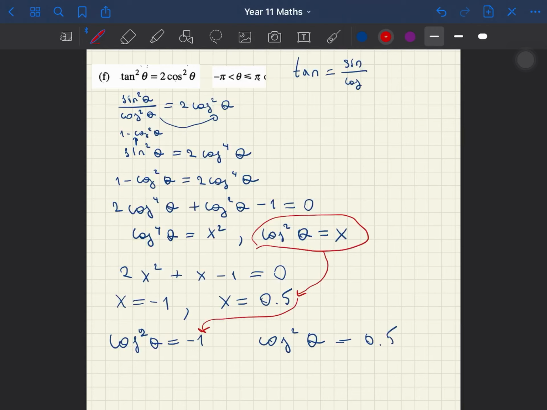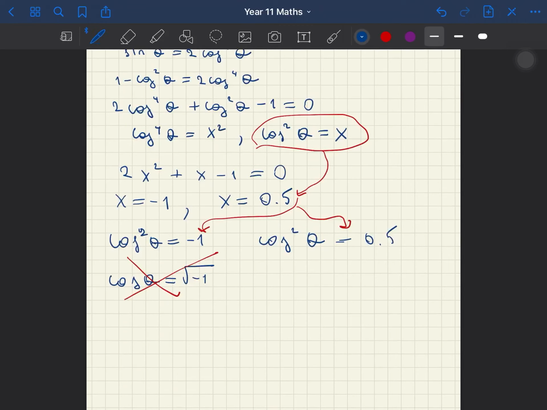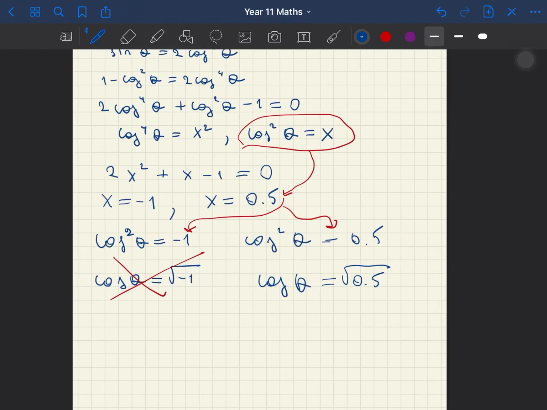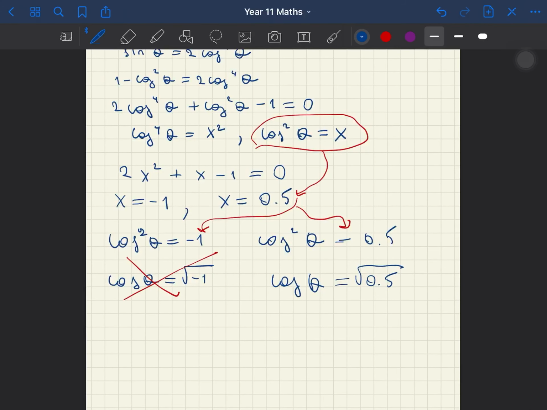Yeah, and then we go here and here, like this, because there are two x's. This one is actually a dead end. So cosine of theta equals the square root of -1. There is no such thing, at least not right now. Very soon, if you still study this course, you will know what the square root of -1 is, but right now, no, we cannot do that. And then cosine of theta equals the root of 0.5, which is like 0.7.